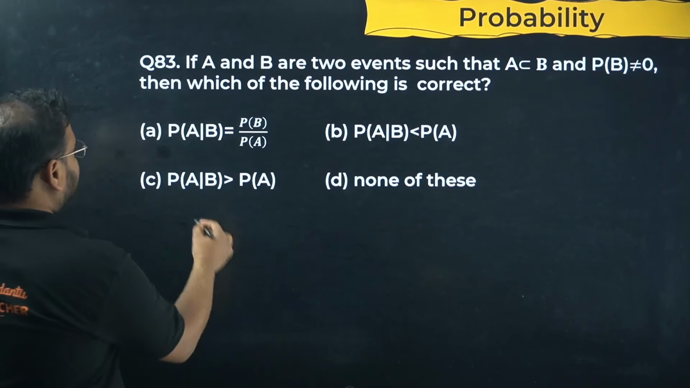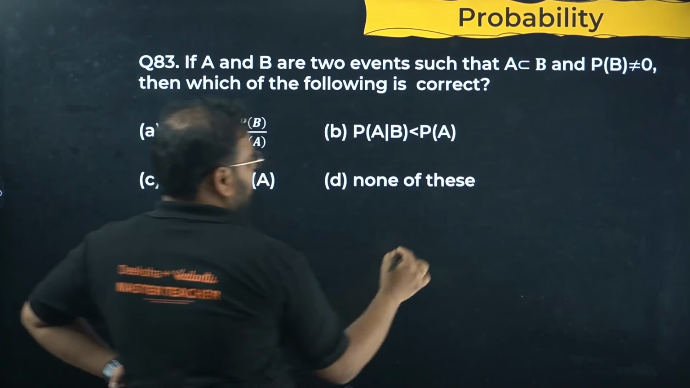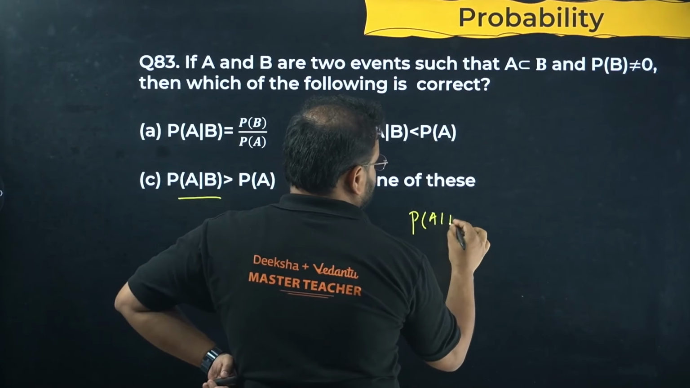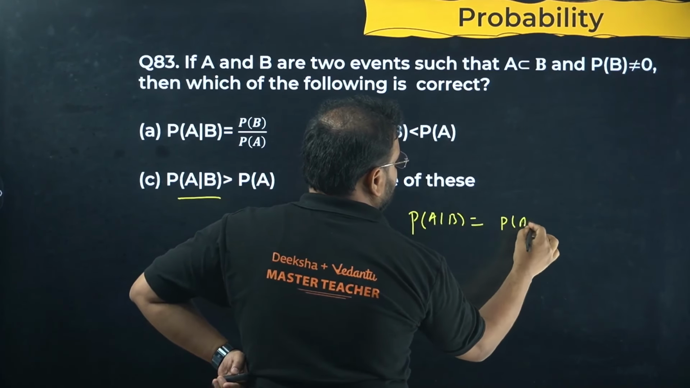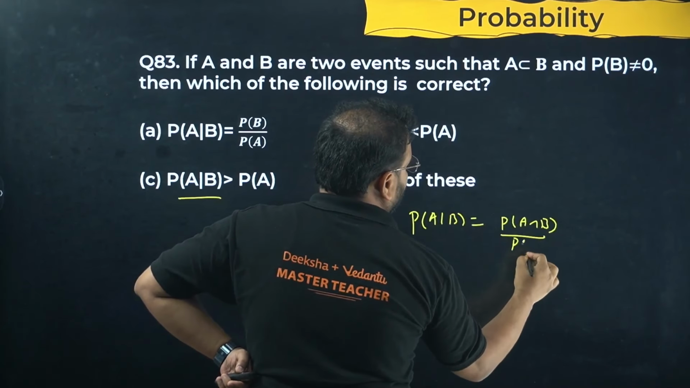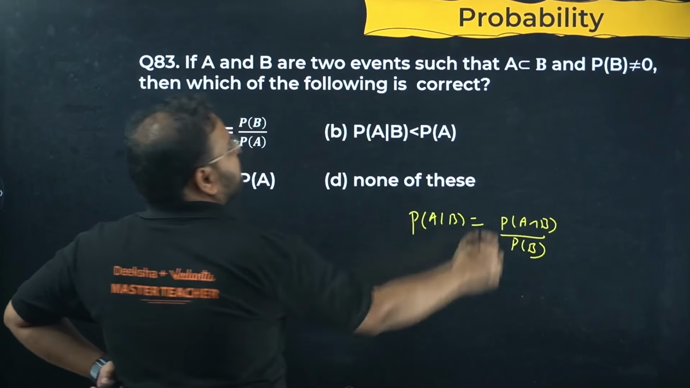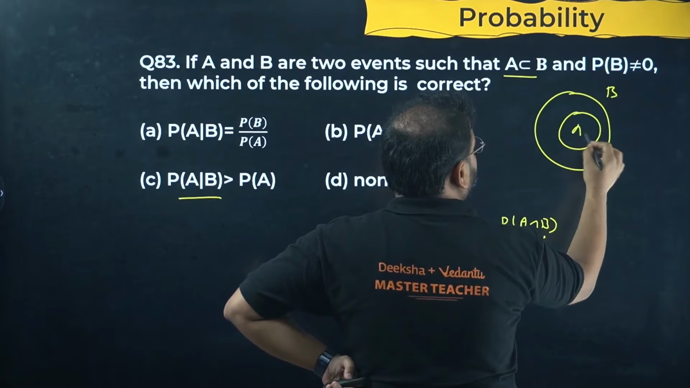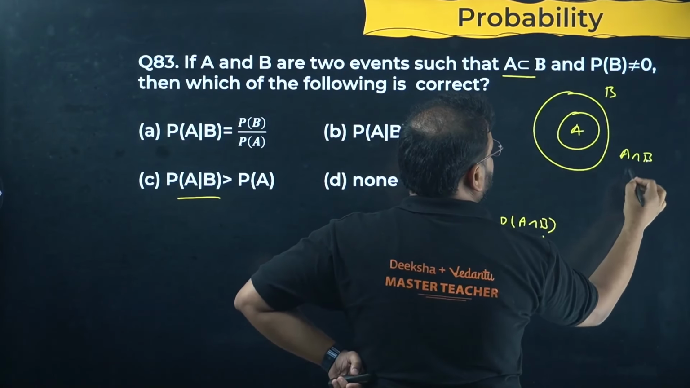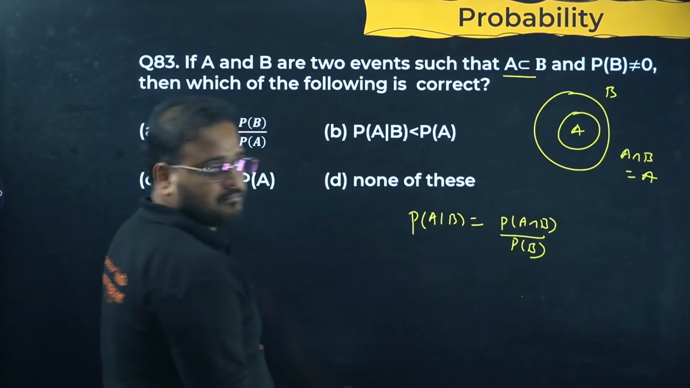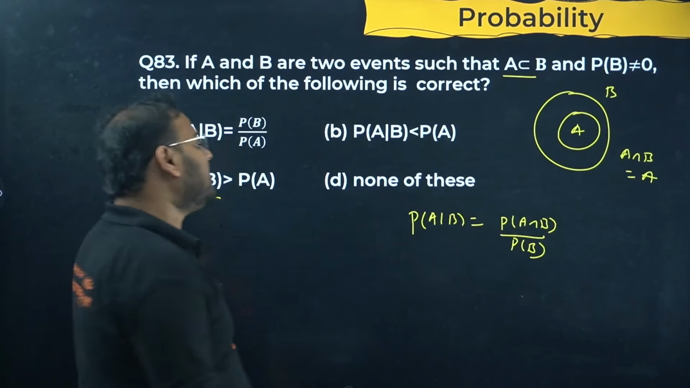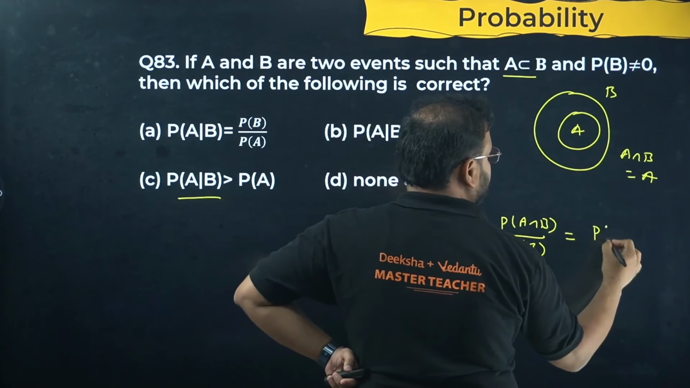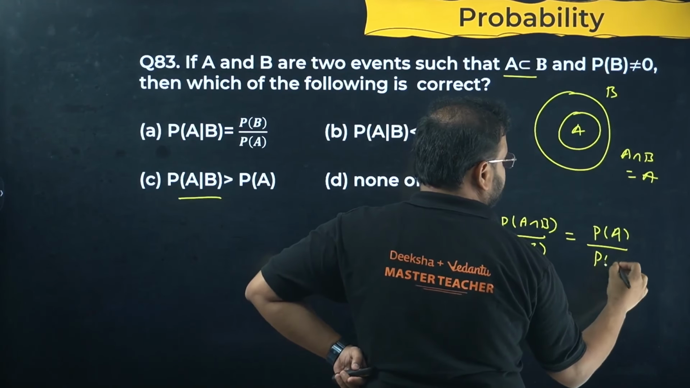I'm dealing with A conditional with B. Let's write from here. P of A conditional B is P of A intersection B upon P of B. A subset of B means this is B, this is A. So the intersection of A and B will be what? A. Correct, no? The intersection of A and B will be simply A. This is P of A upon P of B.